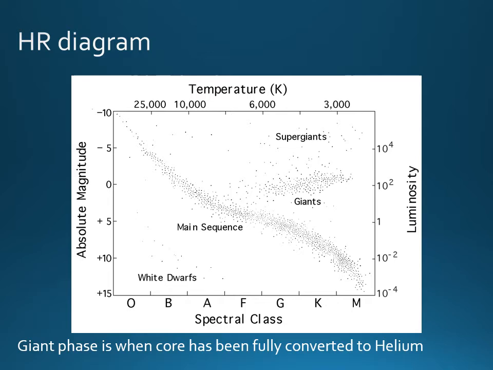It is so dense that a volume the size of a standard 6-sided die would have more than 1,000 kilograms of mass. The resulting higher pressure and temperatures lead to hydrogen fusing in the shell outside the core. This is the giant phase, in which the core has been fully converted to helium.